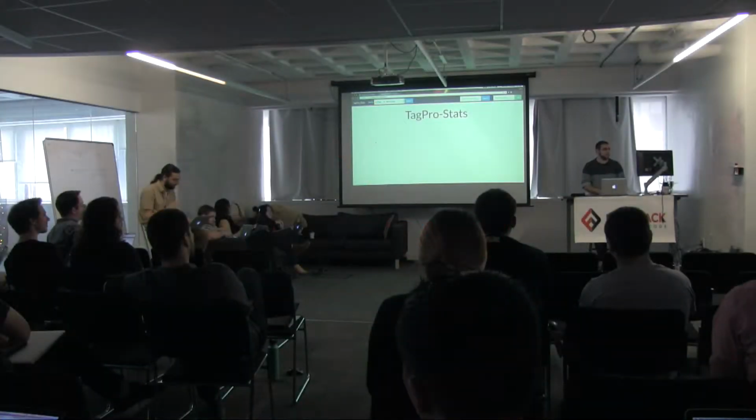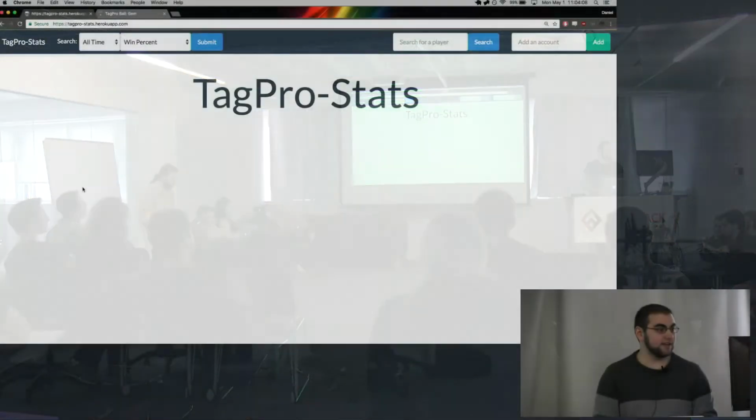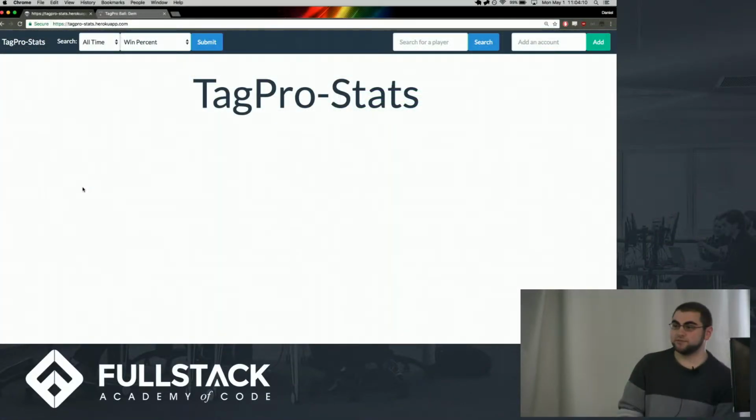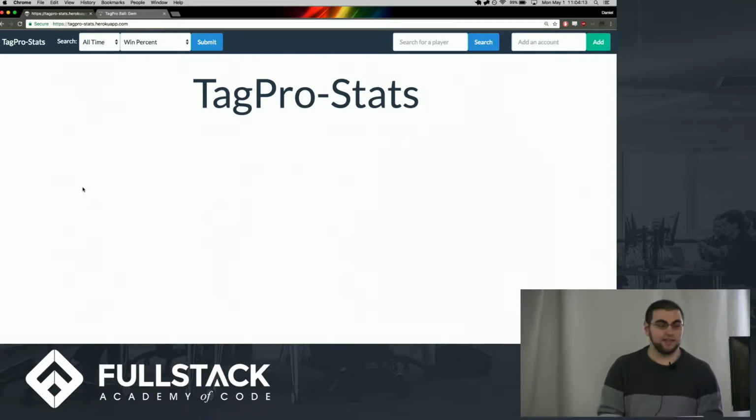Hi everyone. So for my Stackathon project, I made an app called TagPro-Stats. TagPro is just a web game I play, and this app is just a single-page app that will let you search for and compare player stats among all the players in the game.